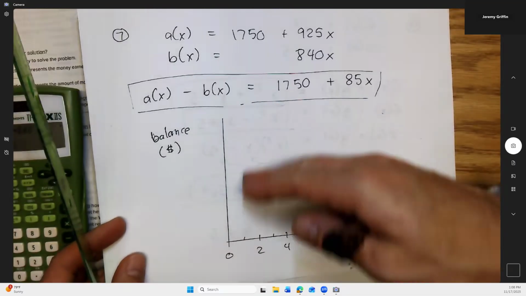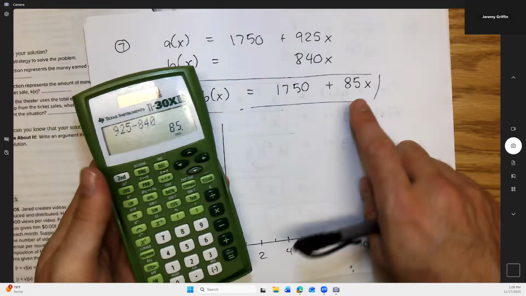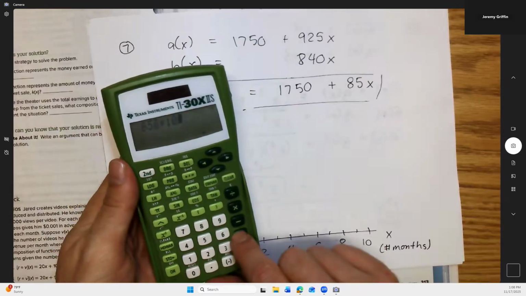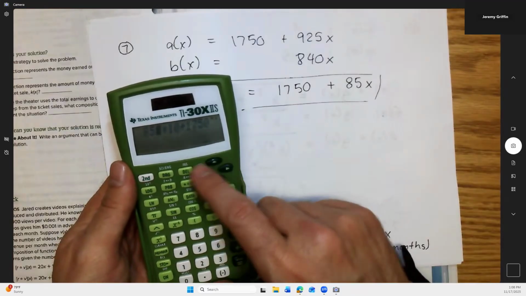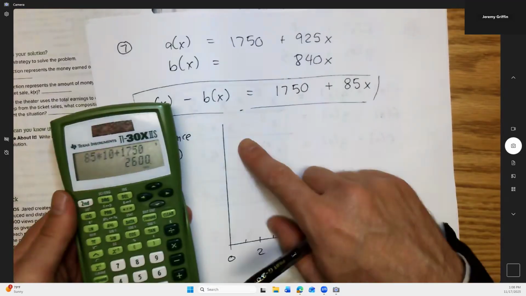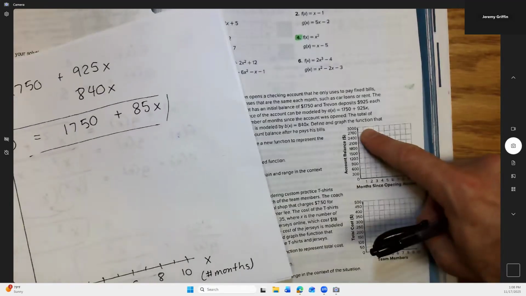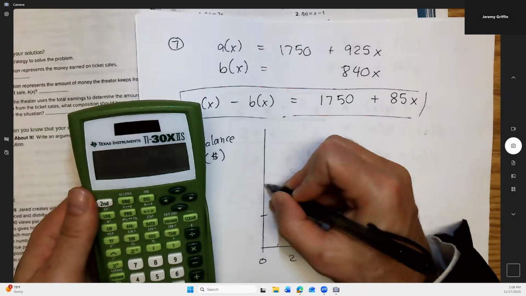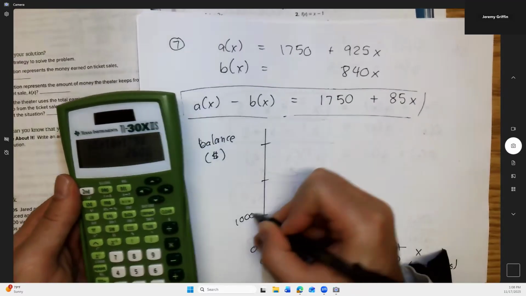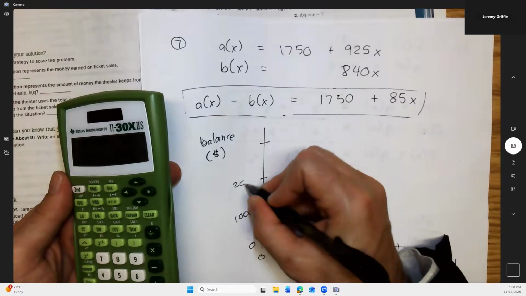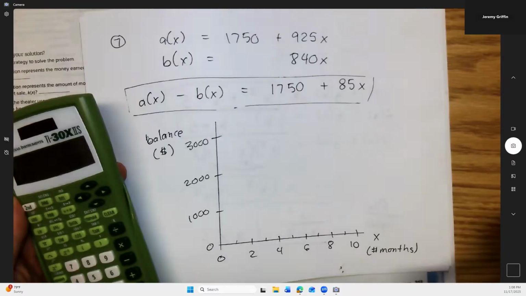I'm going to do the same thing for account balance. Now if I go up to 10 here, let me see how I should have scaled. What's 85 times 10 plus 1750? It goes up to 2,600. So maybe if I scale this up to 3,000, which is exactly what you both did. You went to 3,000. So I'm starting at 0. Here's 1,000, and that's dollars. $2,000, $3,000.